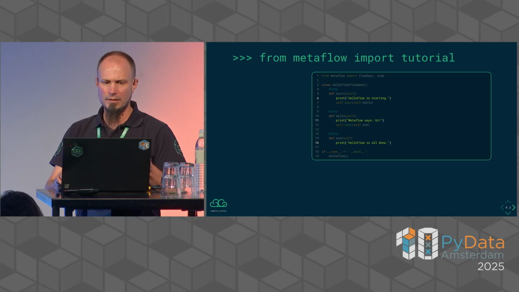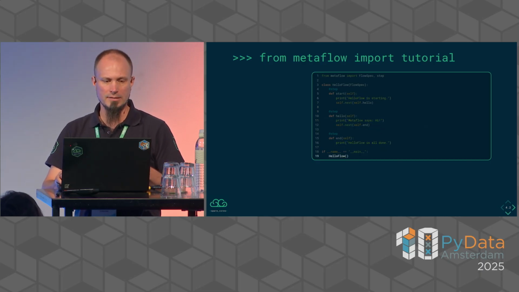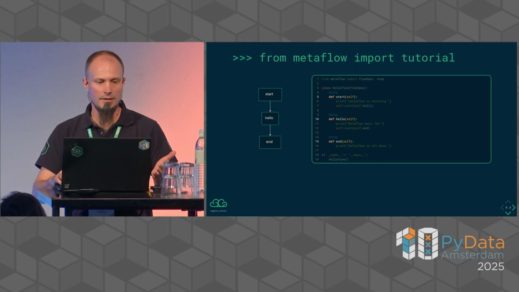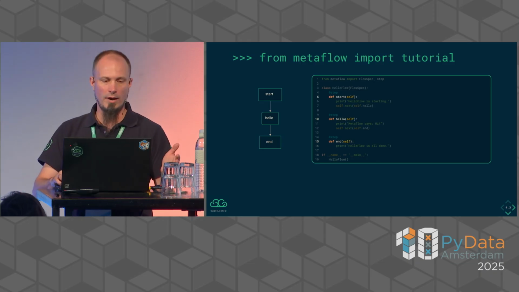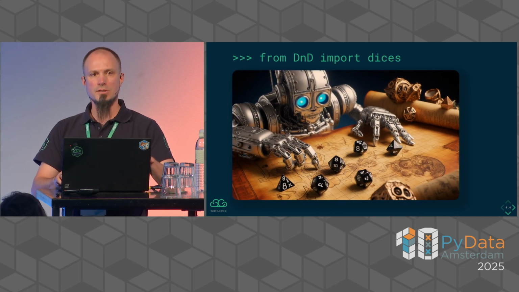And here's the body of the actual workflow. We are just printing stuff. And after calling this, here's the super simple DAG, linear, going from start to end, having an intermediate step. This was a super simple example.